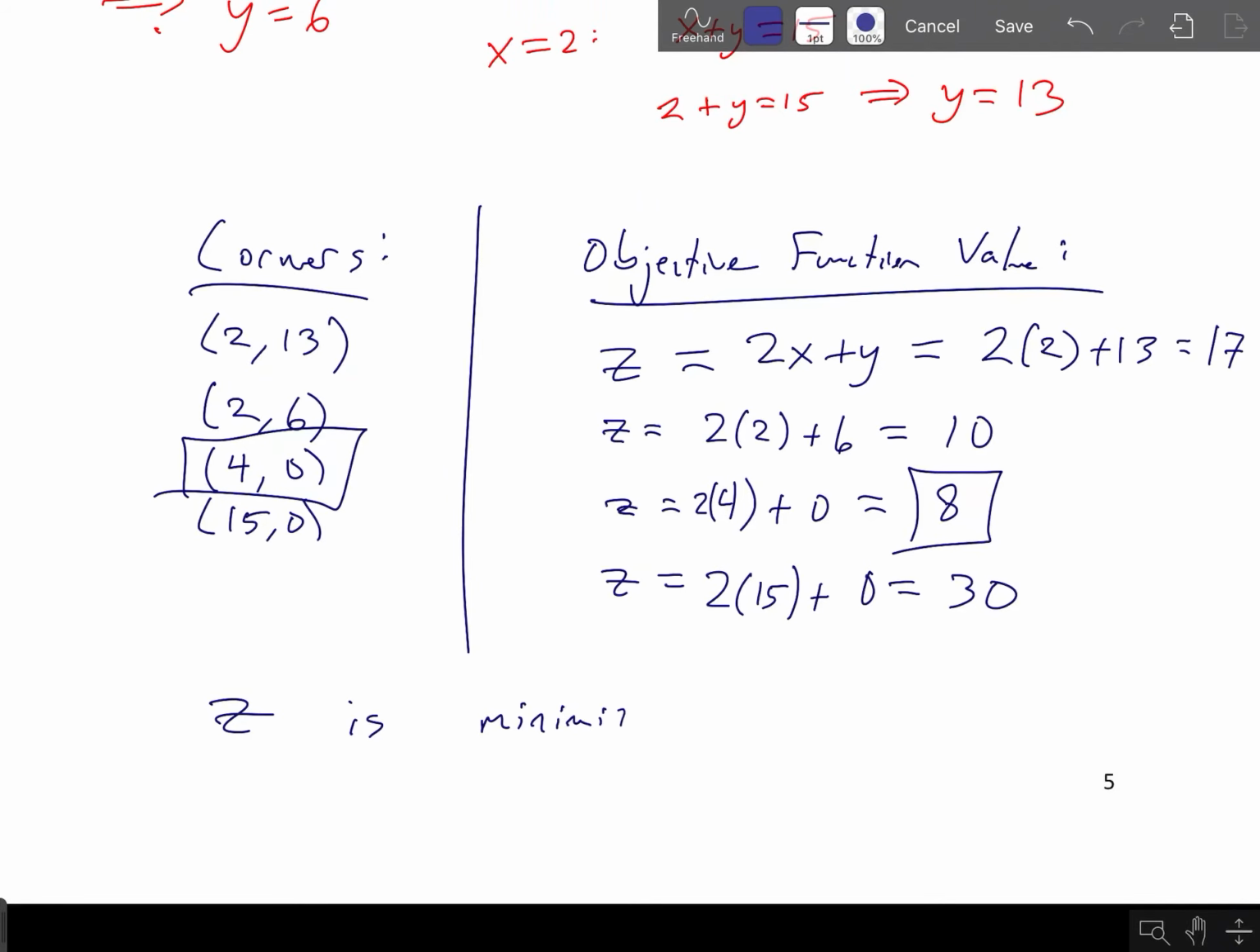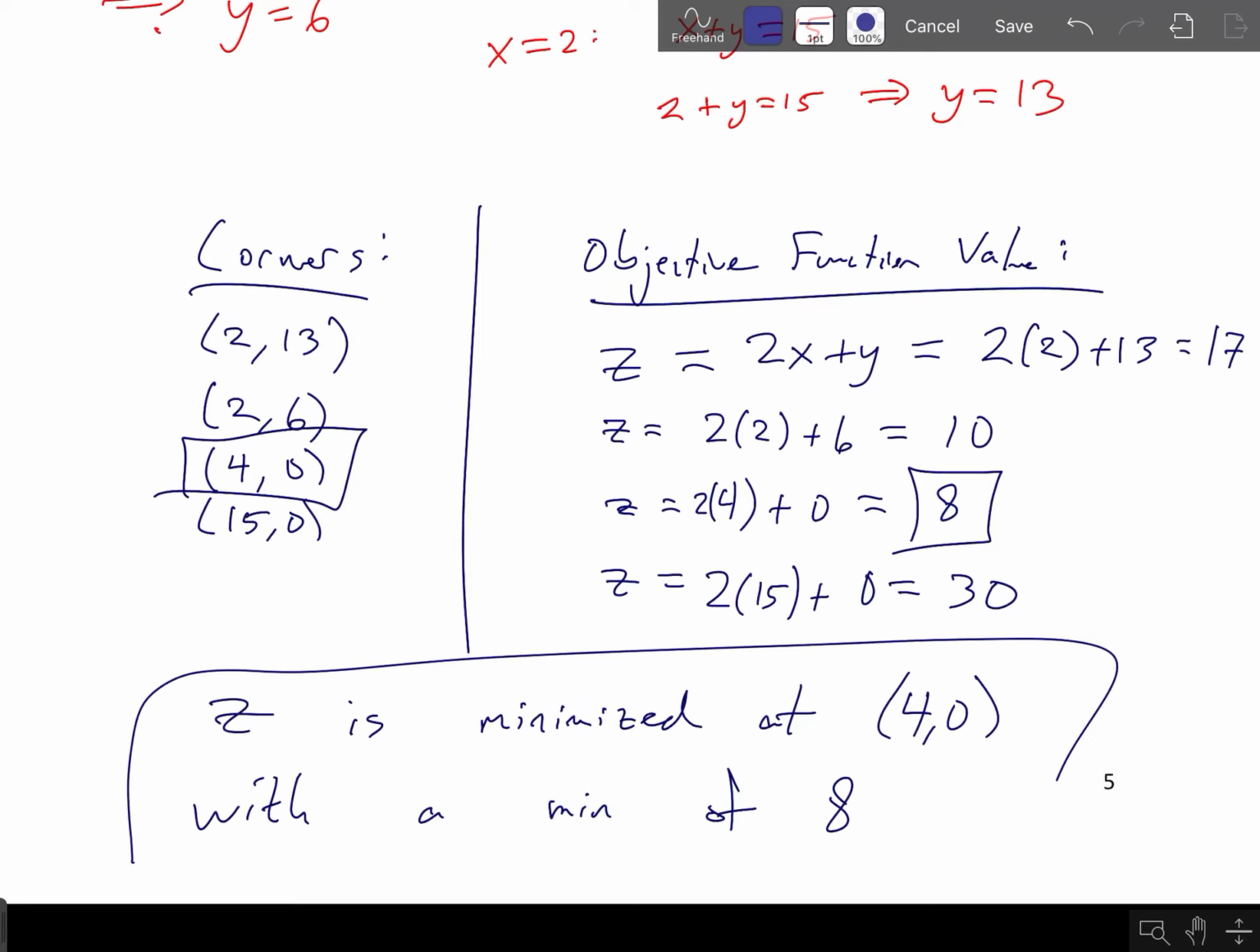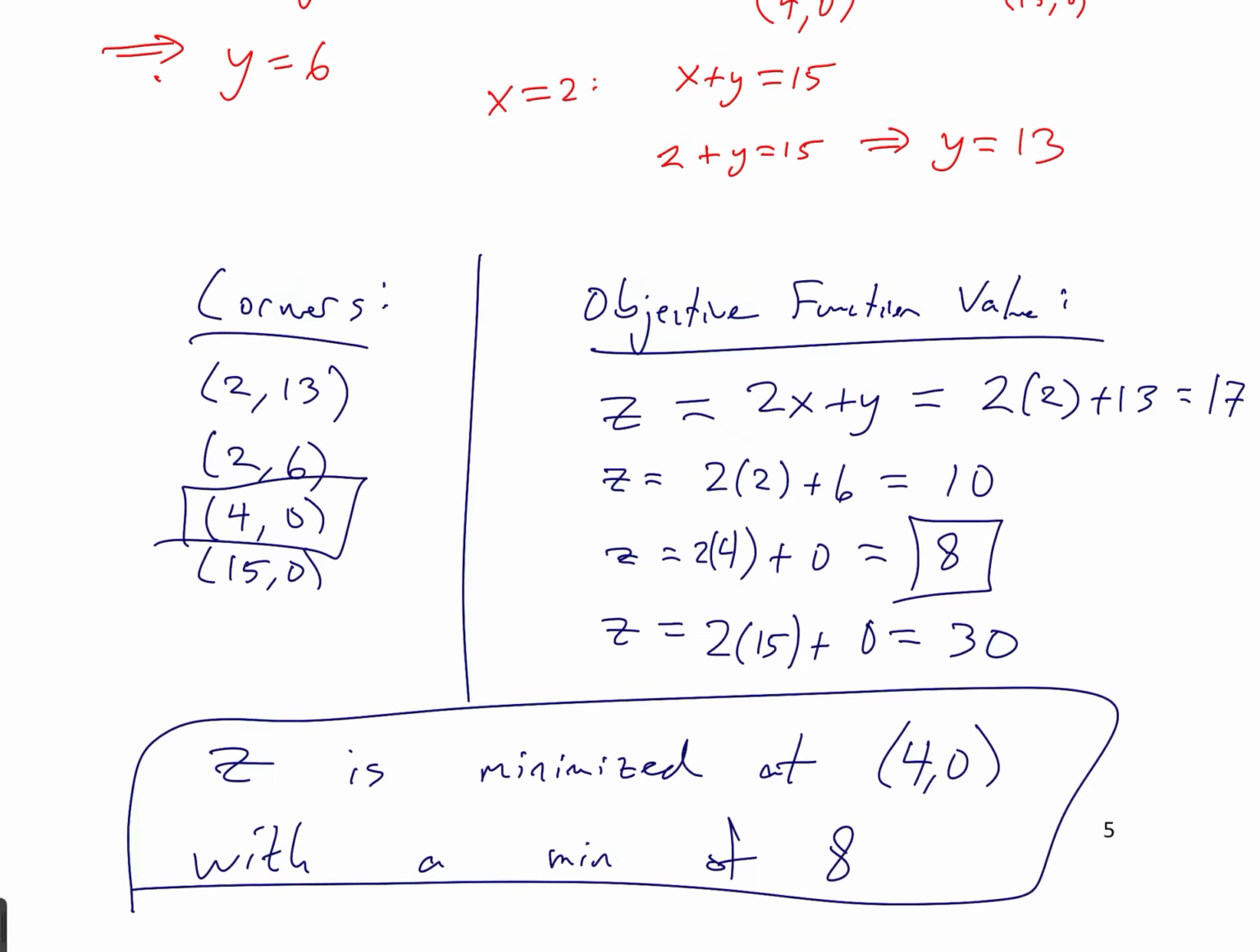So I would say that z is minimized at 4, 0 with a minimum of 8. And that's the solution to that linear programming problem.